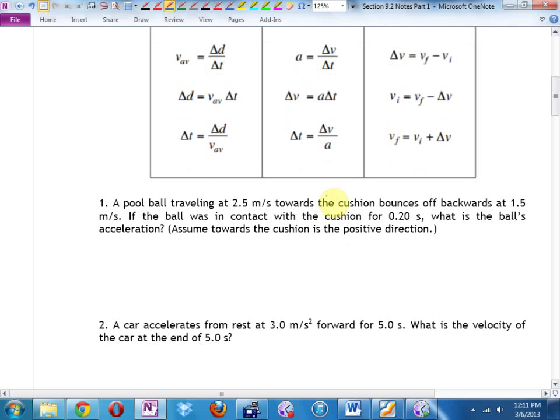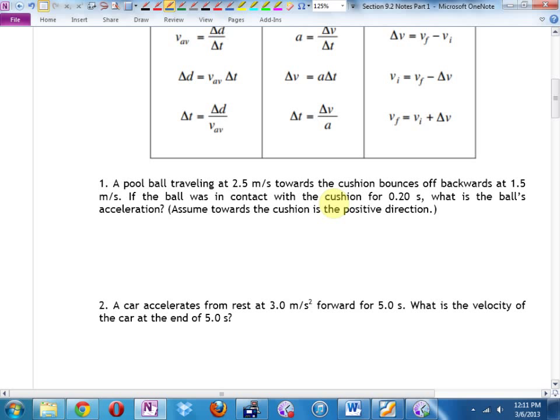So example 1. Read the question to yourself. I'll read it out loud. A pool ball traveling at 2.5 meters per second towards the cushion bounces off backwards. You know what? That's probably an important word. I'm going to underline that because I think that's a direction. At 1.5 meters per second, if the ball was in contact with the cushion for 0.2 seconds, what's the ball's acceleration? Assume towards the cushion is positive.